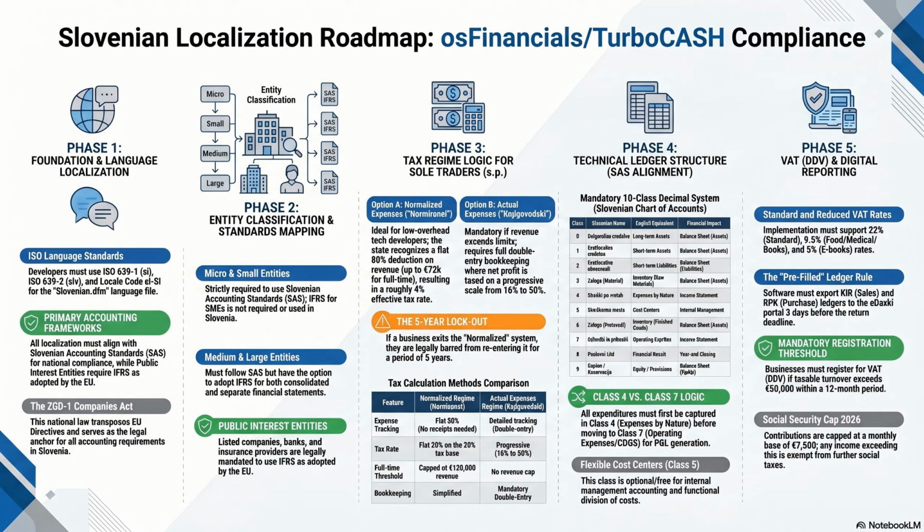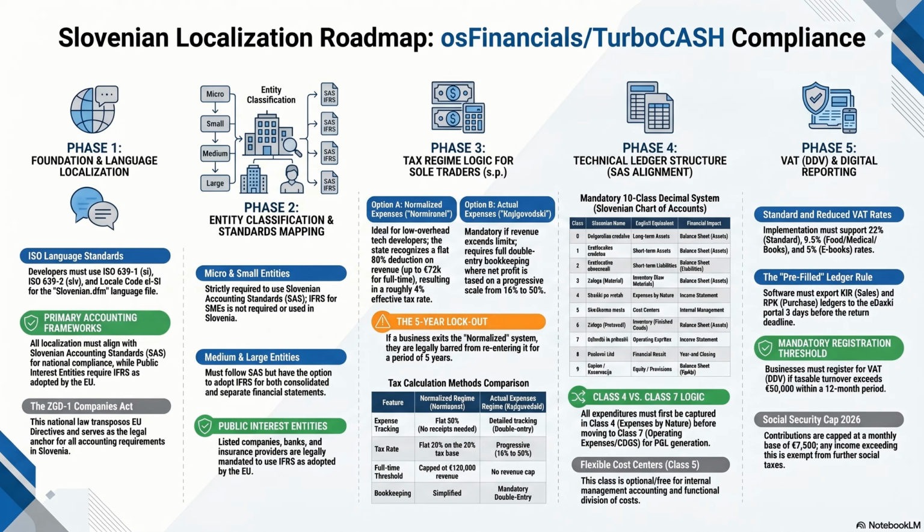Right. They don't want 1,000 different accountants using 1,000 different naming conventions for office supplies. So for any small or medium enterprise using double entry bookkeeping under those SAS standards we talked about, they must use the recommended uniform chart of accounts. This is the 10-class decimal system, right? Classes 0 through 9. Yes. And the developer roadmap lays out exactly how this has to be built into the database architecture. But why a decimal system, though? Why not just let people name their folders whatever they want? Well, because relational databases love integers.